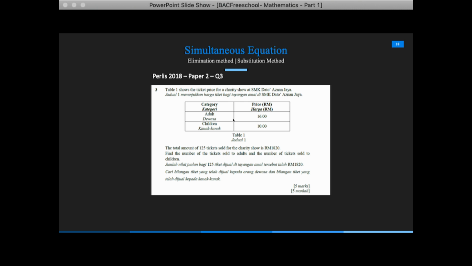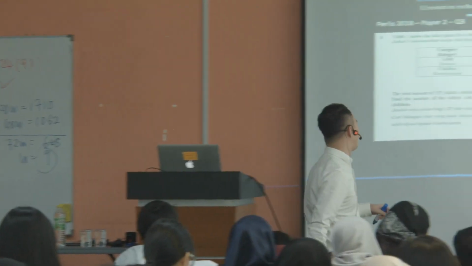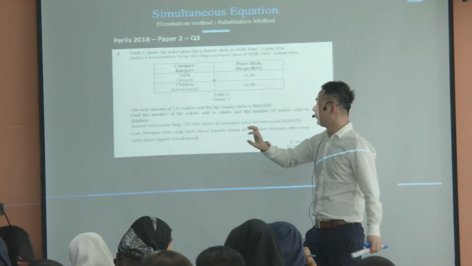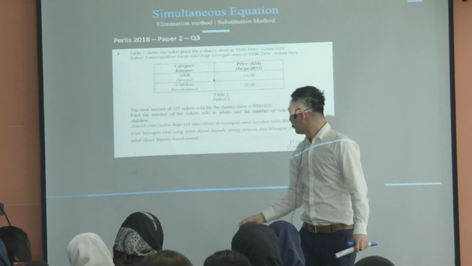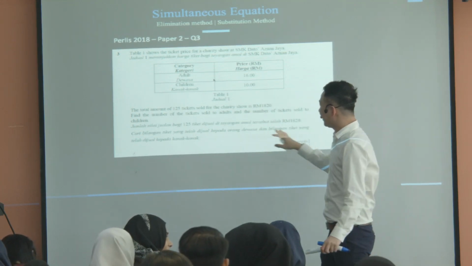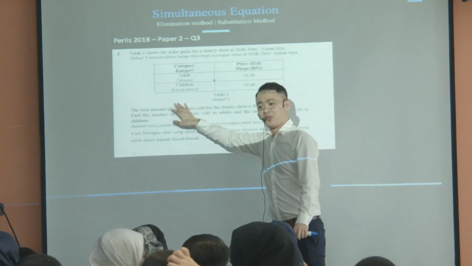Right. This kind of question is quite hard for some students, and they give you 5 marks. Because over here you have 2 pieces of information. One is about the number of tickets. The second is about the total revenue. So basically, they give you these 2 pieces of information. What is the purpose of it? They want you to form 2 equations.